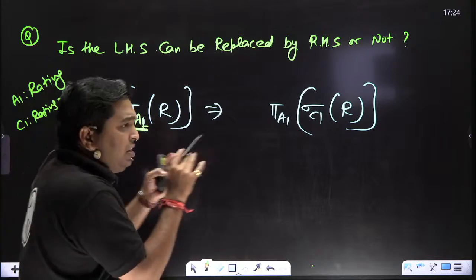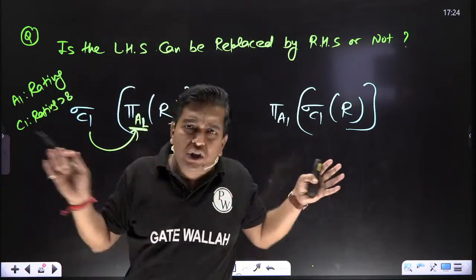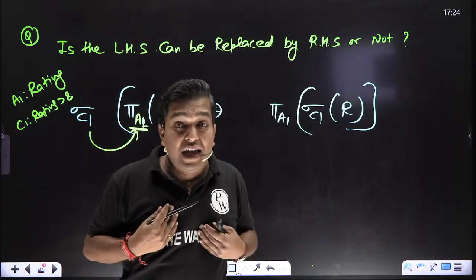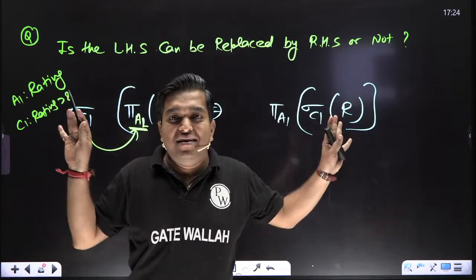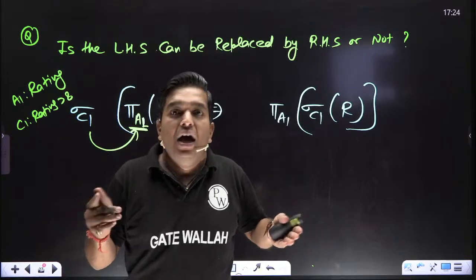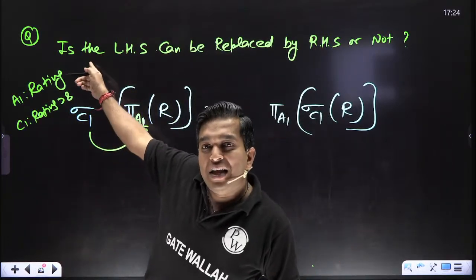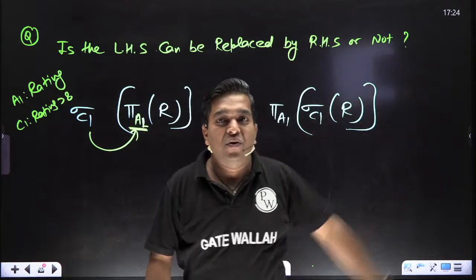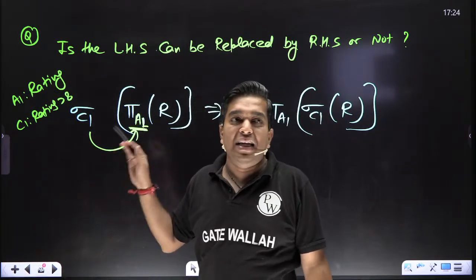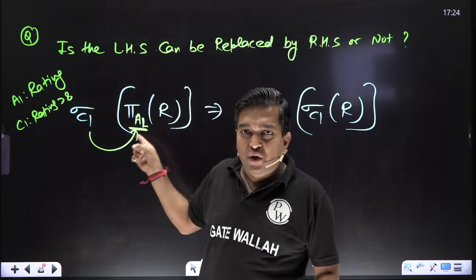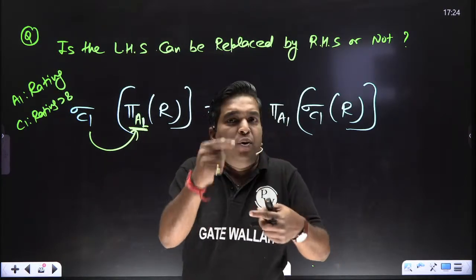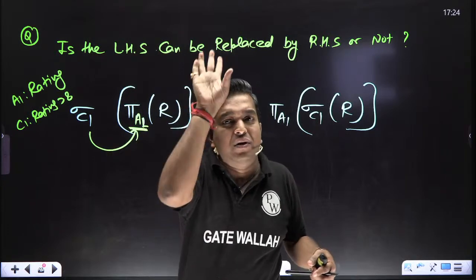I am not saying that these both are equivalent. No, these both are not equivalent. But my question is different. I am asking, can we replace the LHS with the help of RHS or not? So here what is happening in LHS? First the inner query will execute. Then first of all you find the attribute. Whatever attribute you find, you apply the condition on that attribute.